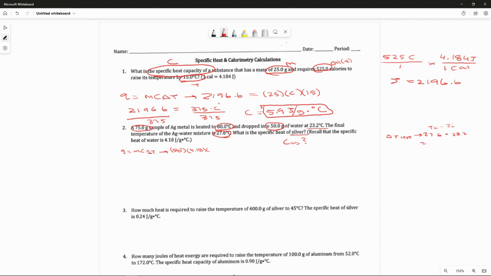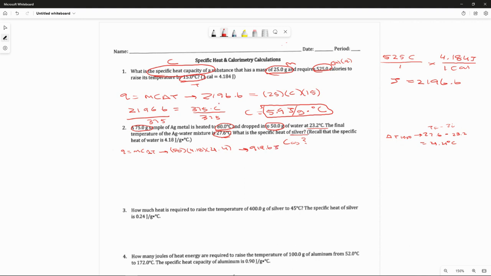This will give you 4.4 degrees Celsius as the temperature change. So you're going to plug 4.4 into here and you're going to solve. And so your answer should come out to be around 919.6 joules. All right, so that's part one.